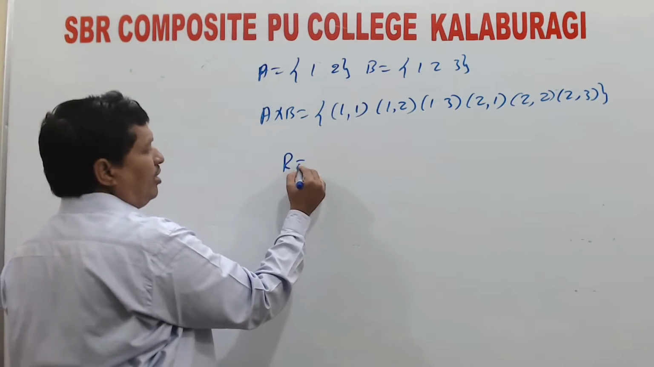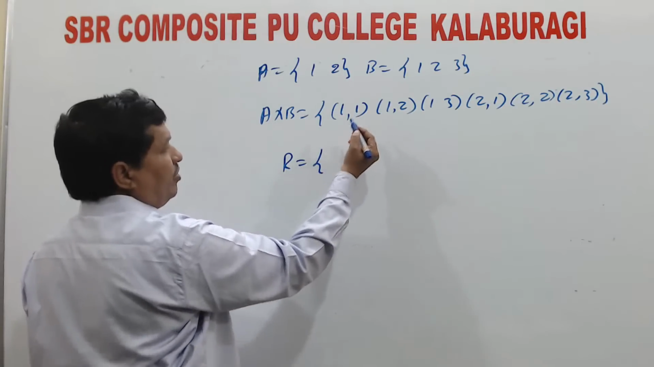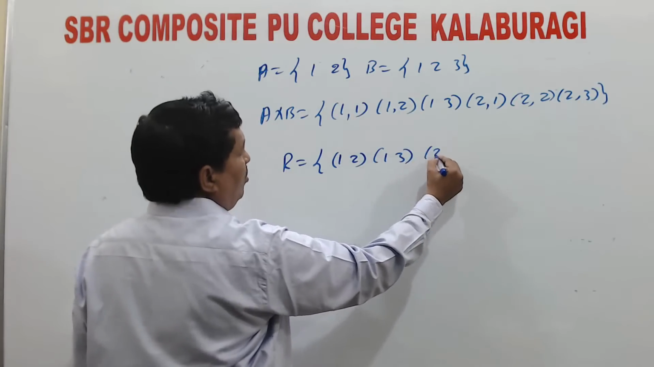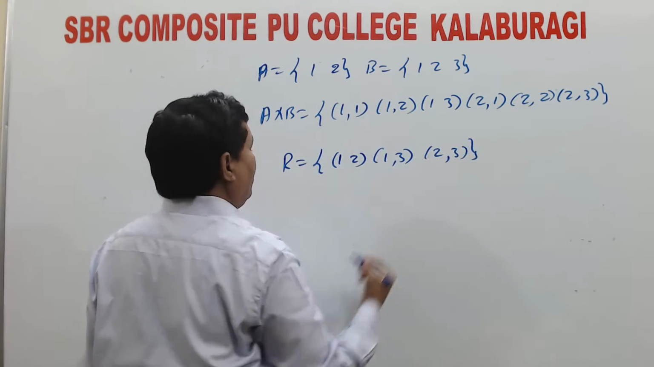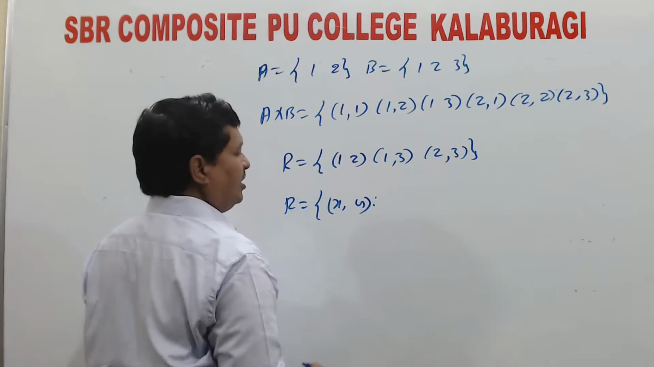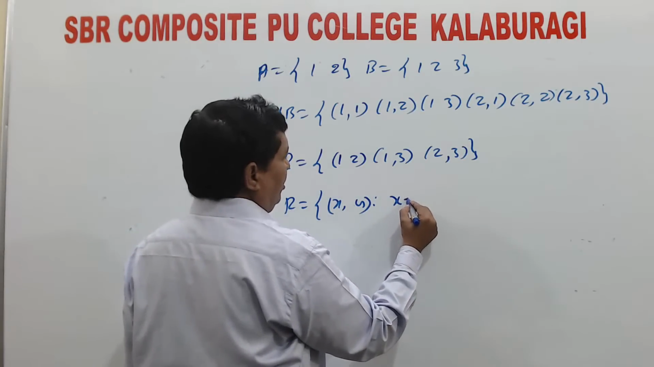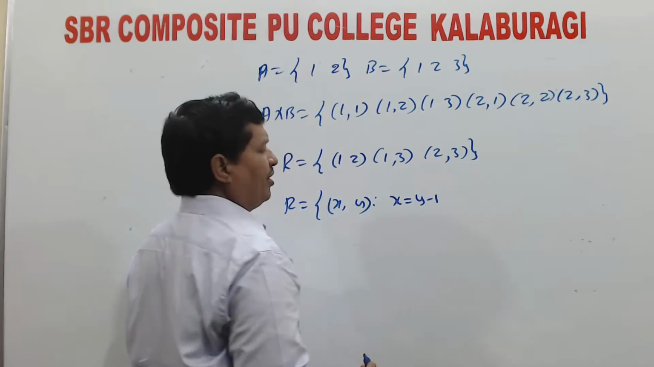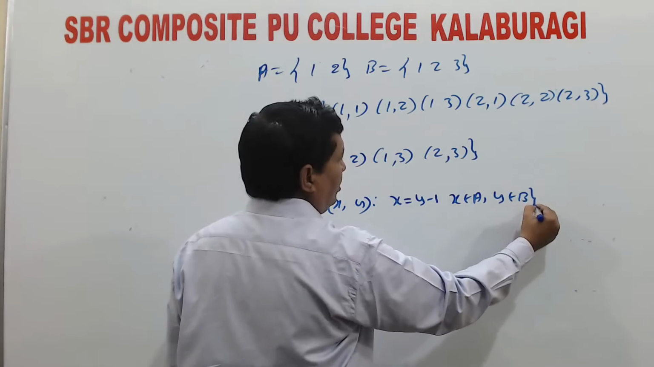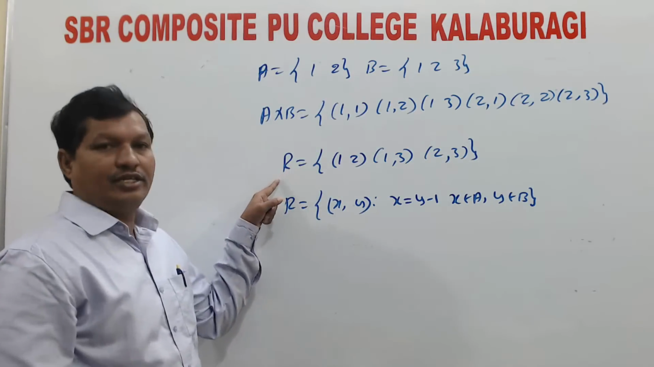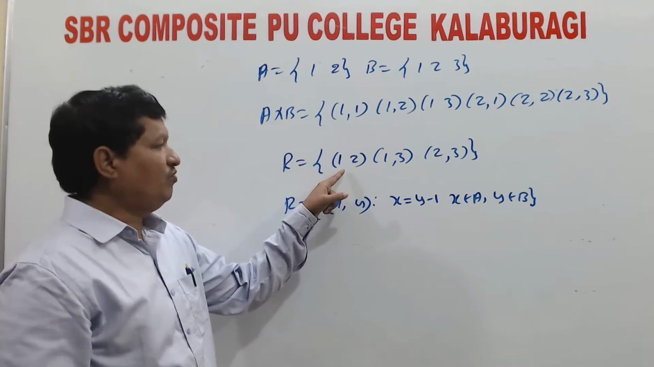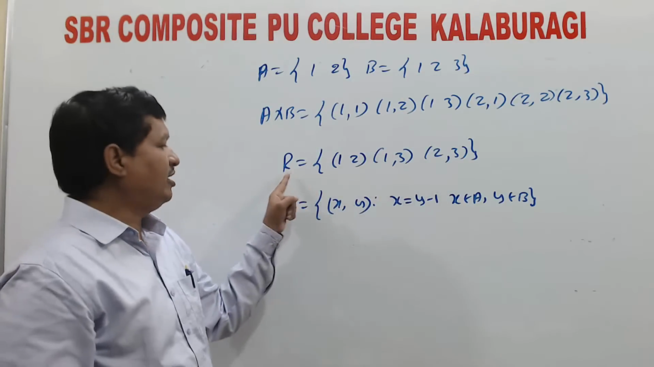I want to take R equal to some of the elements from the set A cross B. Suppose I will take 1 comma 2, 1 comma 3, 2 comma 3. Okay, so R equal to what type of relation here? X comma Y such that X equal to Y minus 1, or Y equal to X plus 1, X belongs to A, Y belongs to B. Okay, so this is the relation I wrote in the roster form. Roster form means you have to write all the elements of the set R.